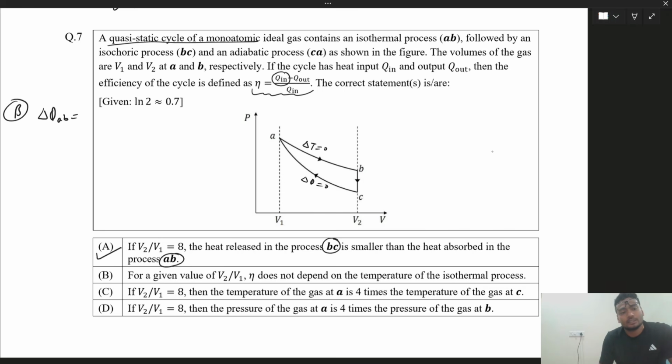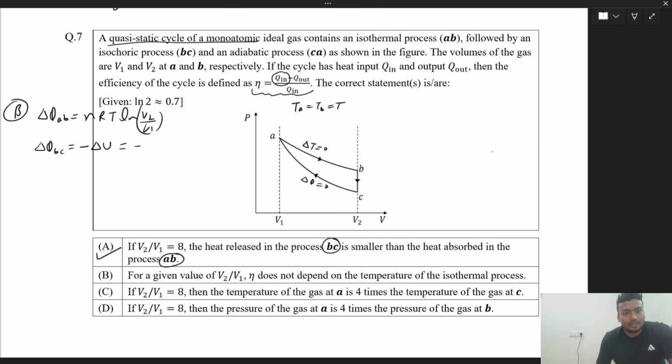In this process there is no delta U, so it is basically equal to the work done. So nRT, see A to B you have one single temperature. Let's say it is T. TA equals TB equals T, so nRT ln V2 by V1. Now delta Q BC, as I said, is rejected, so negative, and since it is isochoric, no change in volume, hence work done is zero. So this is actually equal to minus delta U.